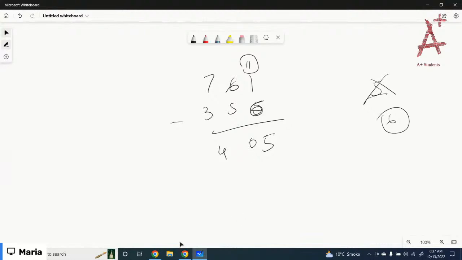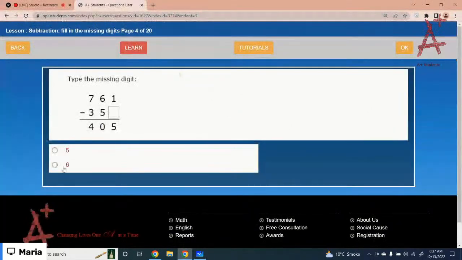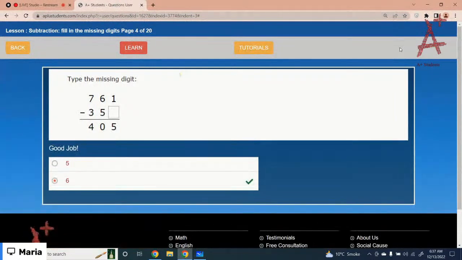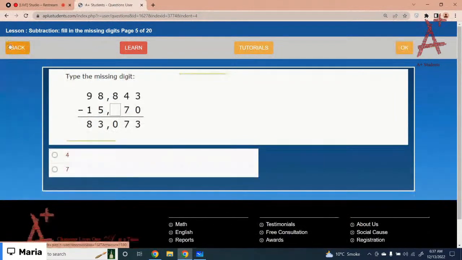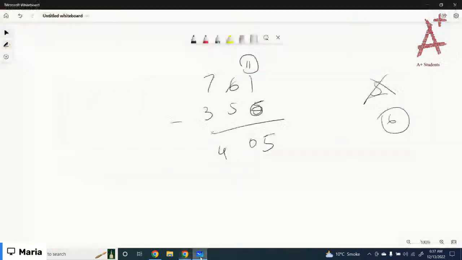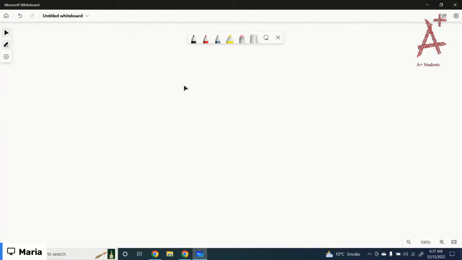Just select the correct option, then click on the OK button. Got it? Okay, you can complete the test by yourself later today. Let me just start with another lesson. The next one is subtract numbers up to billions. Billions, millions. Subtract numbers up to millions.